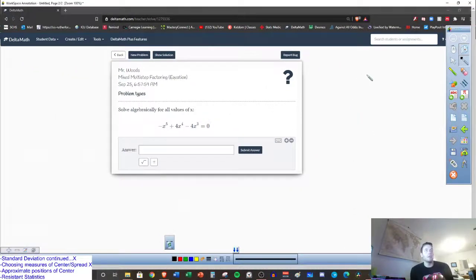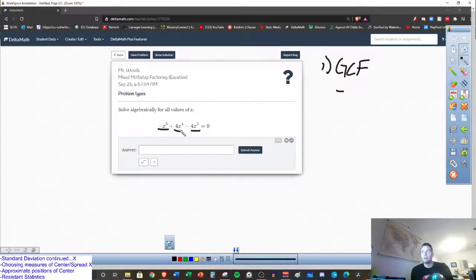Whenever I'm looking at these questions, the first thing I always want to do is look for a GCF. So I look at all three of these terms here, and there's no number that I can factor out. I noticed that the front term has a negative, so I'm probably going to want to get rid of that. I'm going to say, okay, I need to factor that out.